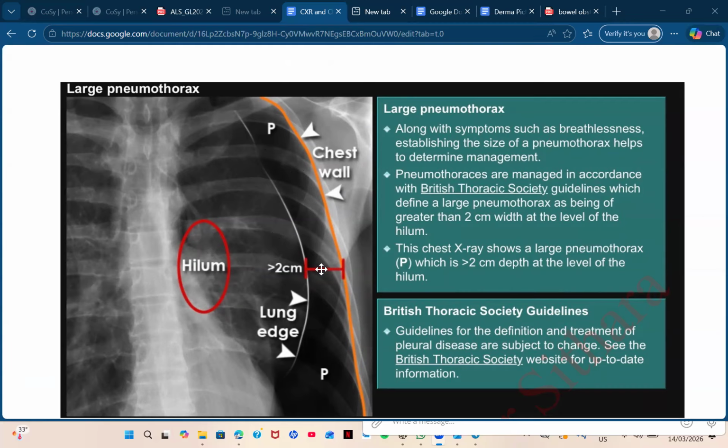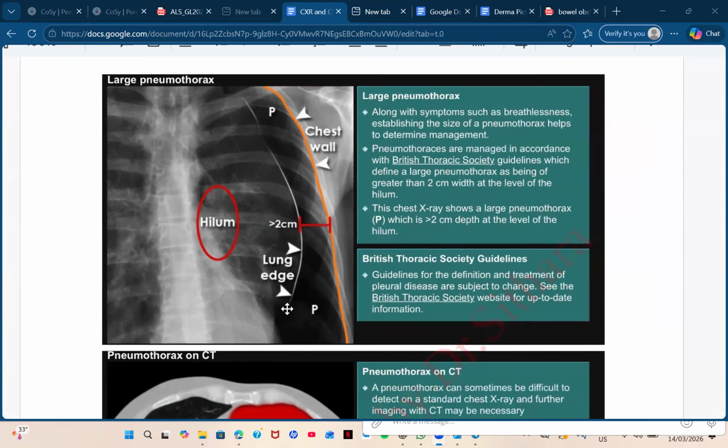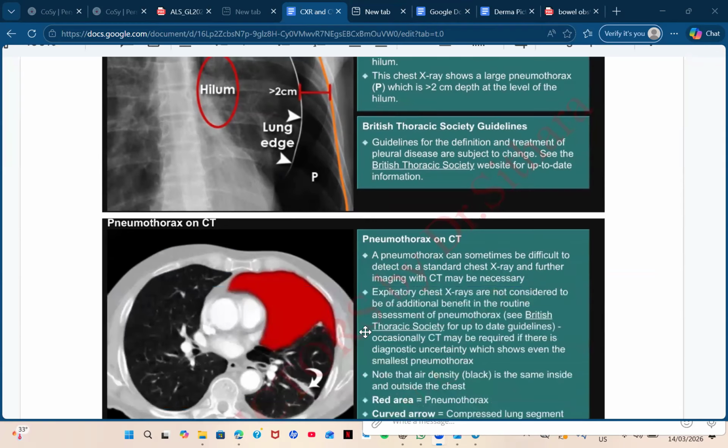Pneumothorax greater than 2 centimeter at the level of the hilum. Here, 2 centimeter, right, doctors? More than 2 centimeter, right? Then this chest X-ray shows the large pneumothorax P, which is more than 2 centimeter in depth at the level of the hilum, right? Here. Then here are the lung edges, like that. It's a very large one.